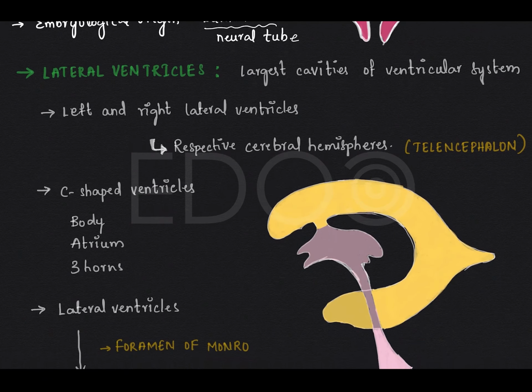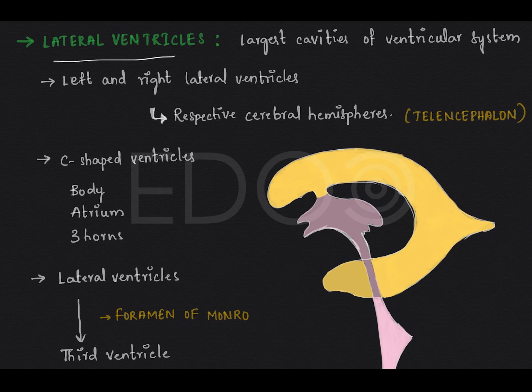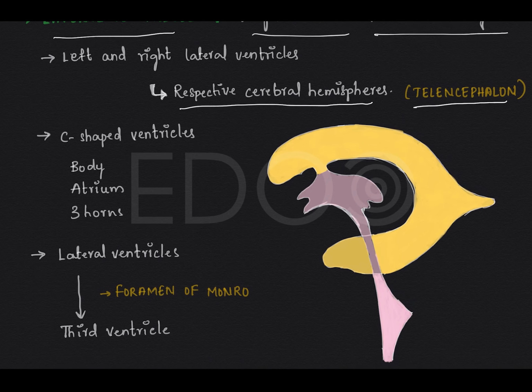We will be going to discuss about each and every ventricle one by one. So let's start with lateral ventricles. Lateral ventricles are the largest cavities of ventricular system. So these are located in their respective cerebral hemispheres. So the lateral ventricles are nothing but the telencephalic cavities or the telencephalic vesicles during the embryological period.